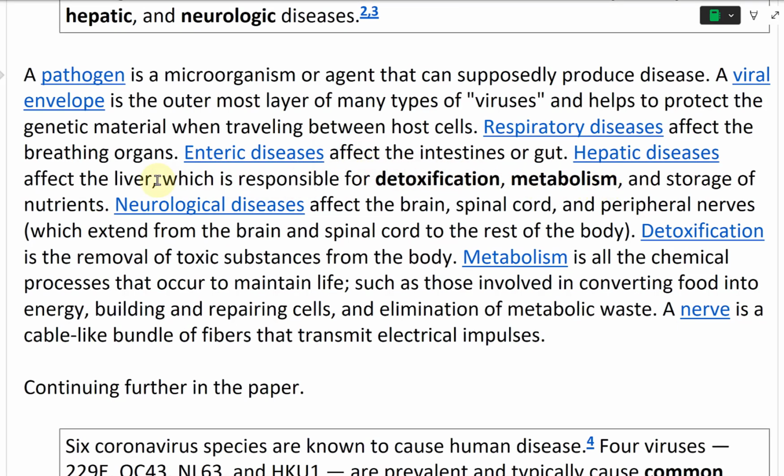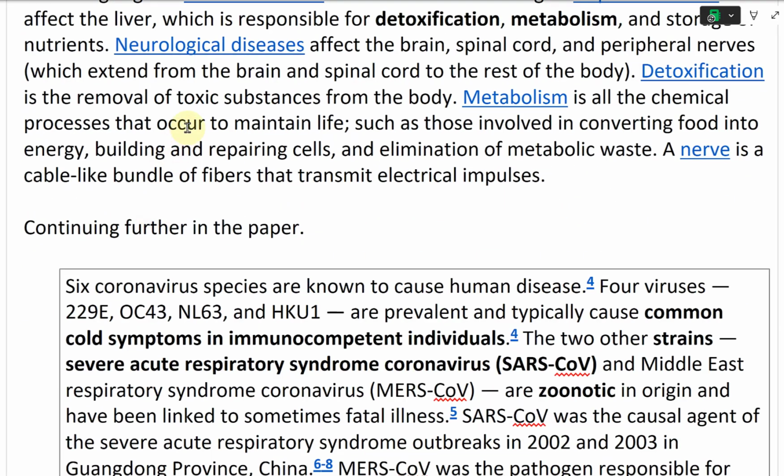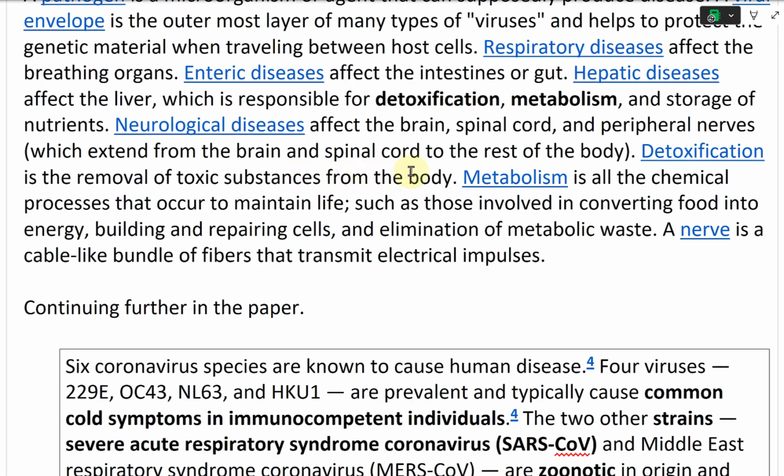And hepatic diseases affect the liver, which is responsible for detoxification, metabolism, and storage of nutrients. And neurological diseases affect the brain, spinal cord, and peripheral nerves, which extend from the brain and spinal cord to the rest of the body.